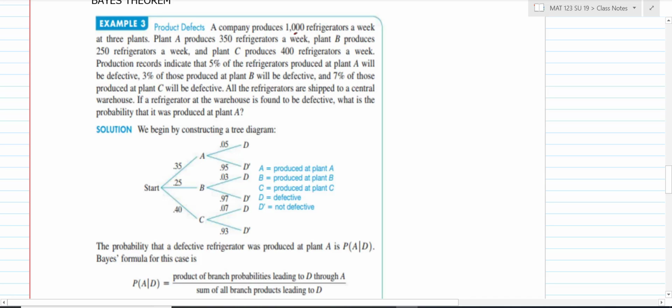Okay, this company produces 1,000 refrigerators a week at 3 plants. Plant A produces 350 refrigerators a week. I'm going to work this out as we go. Plant B produces 250, and Plant C produces 400. Right there, that's going to give you probabilities. There's 1,000 refrigerators. So Plant A, you're going to have 350 over 1,000. Plant B, 250 over 1,000. And Plant C, 400 out of 1,000.